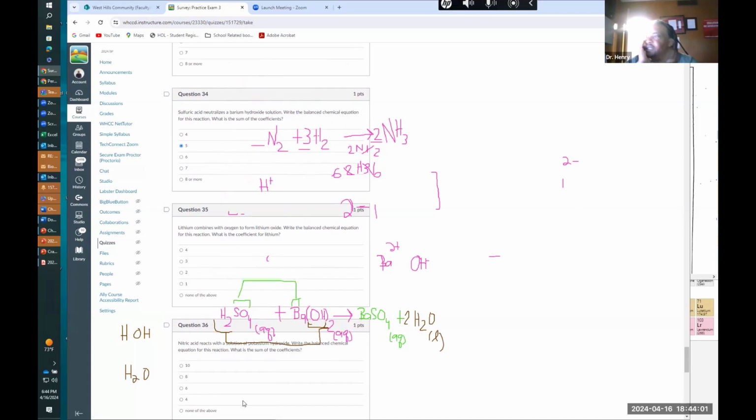Our next one, we have lithium combined with oxygen to form lithium oxide.